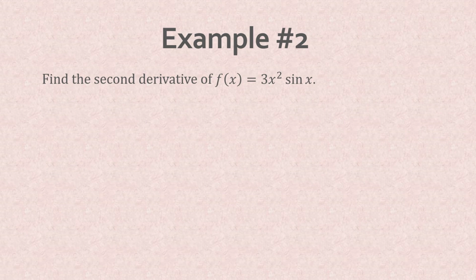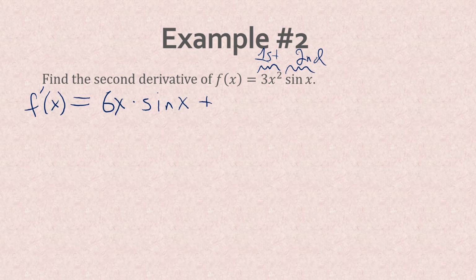So let's look at a slightly more complicated example where we have 3x² times sine x, and we're looking to find the second derivative. So the first thing is to find the first derivative. Notice the name of the function is f of x, so maybe I'll use first and second for 3x² and sine x. So f prime of x will be the derivative of the first. Derivative of 3x² is 6x times the second, which is sine x, plus the first, which is the 3x², times the derivative of sine x, which is cosine x.